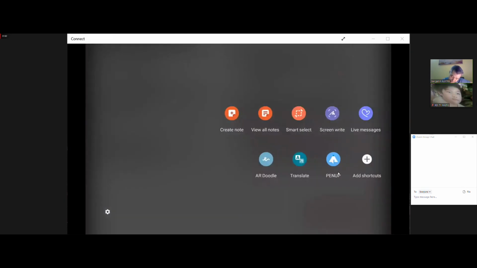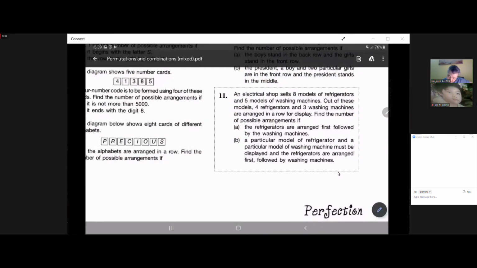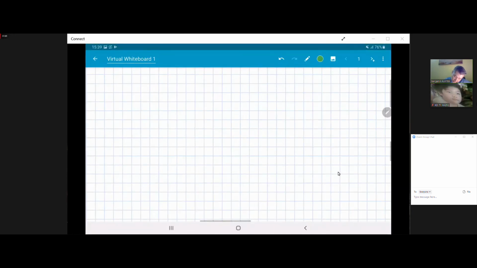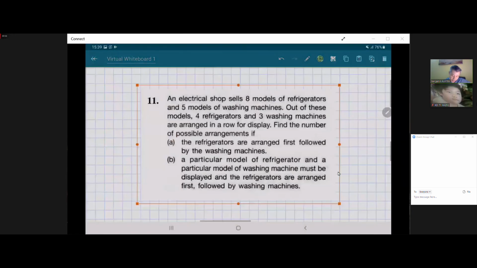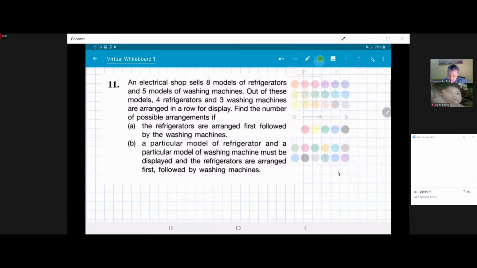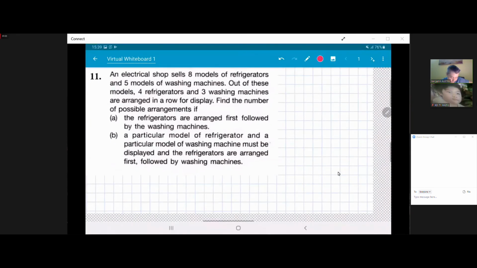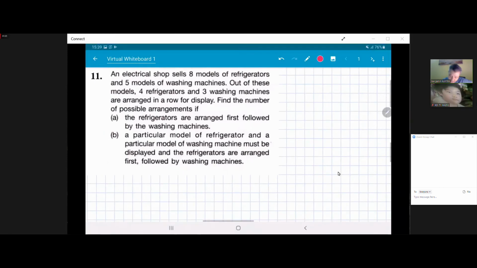Question number 11, mesin basuh and the refrigerator. Okay, peti sejuk. Okay, so I'm curious, do you all manage to find your answer for number 11A? Okay, were you able to find your answer for number 11A? Take a look at question number 11. We want to find the answer for A.